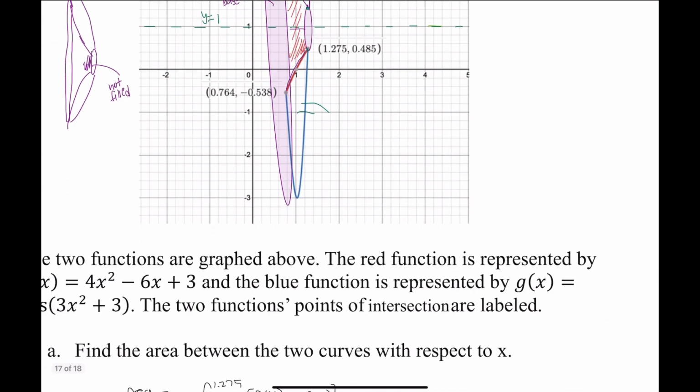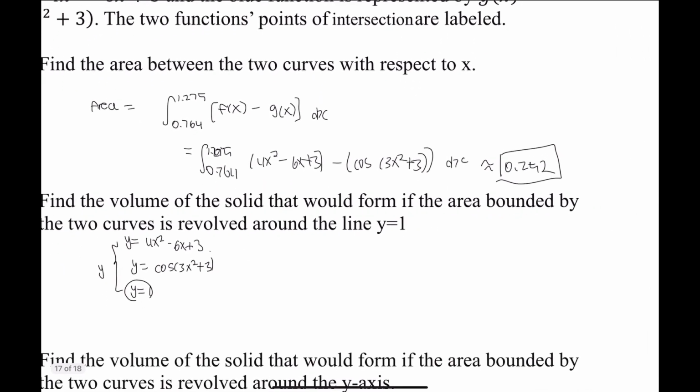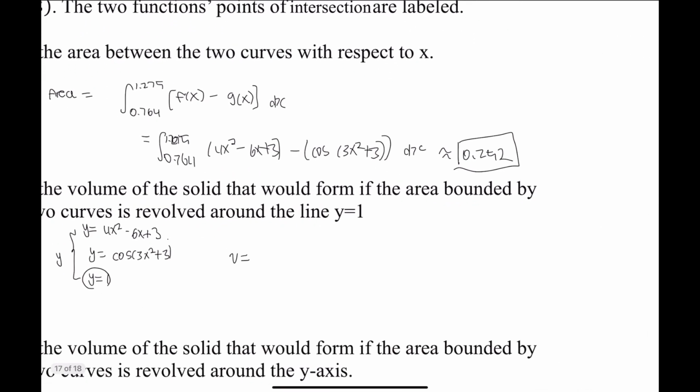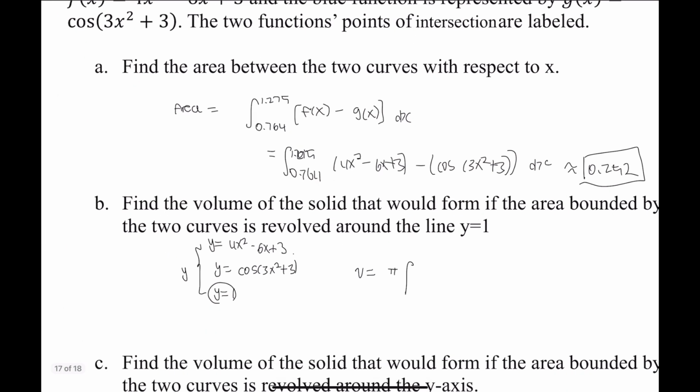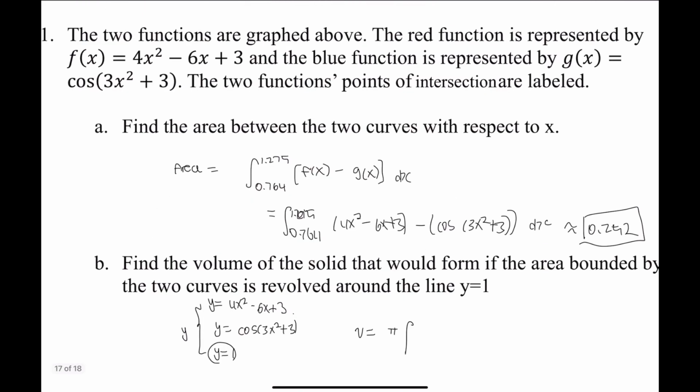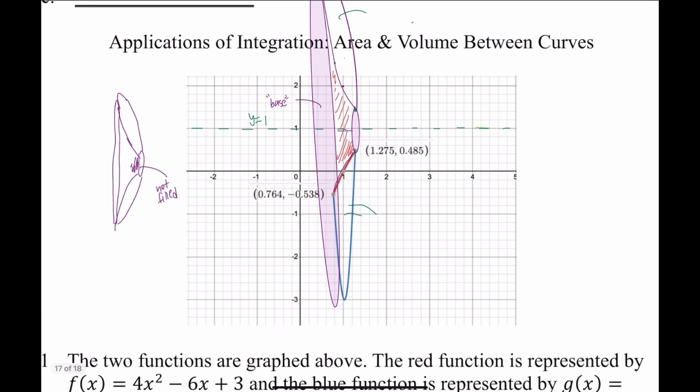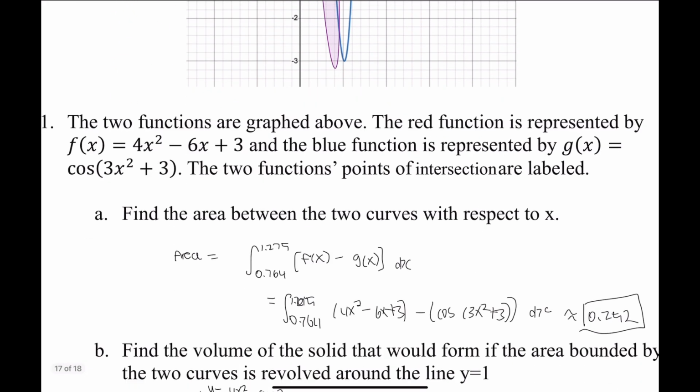Okay. And then, so first V equals, since we're using the washer method, we're going to put a pi out here. And then because I said we're doing everything with respect to x, we're going to see the x ends of the area. So again, that's 0.764 and then 1.275.